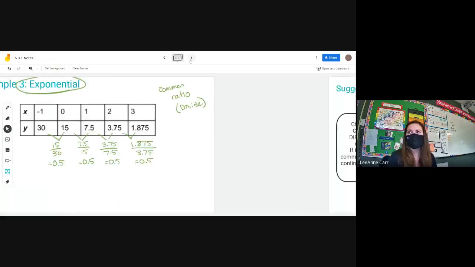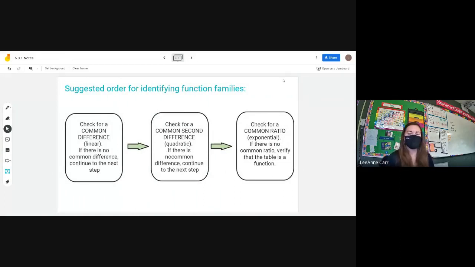All right, so then let's say that I give you a table of values and I say identify the function family that it represents. Here is a suggested step for discovering which function family it's in. Step 1 would be check for a common difference. So that would be just like what I did with that linear function. So see if subtracting works. If subtracting works, then you know you have a linear function. If you don't get the same number when you subtract, then you're going to move on to step 2.